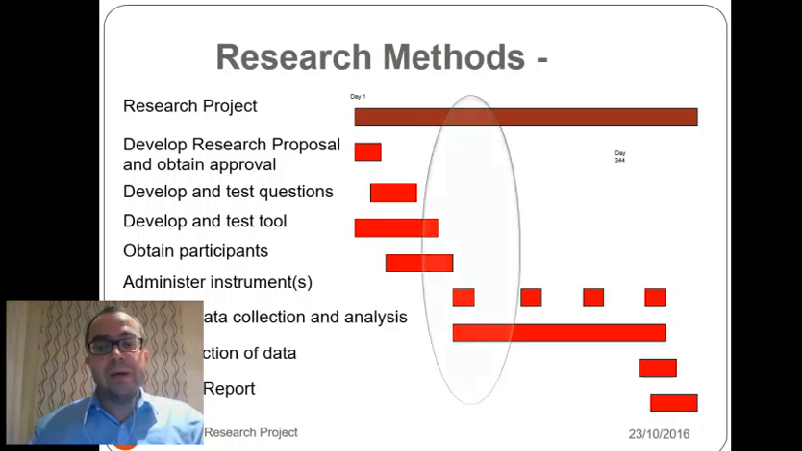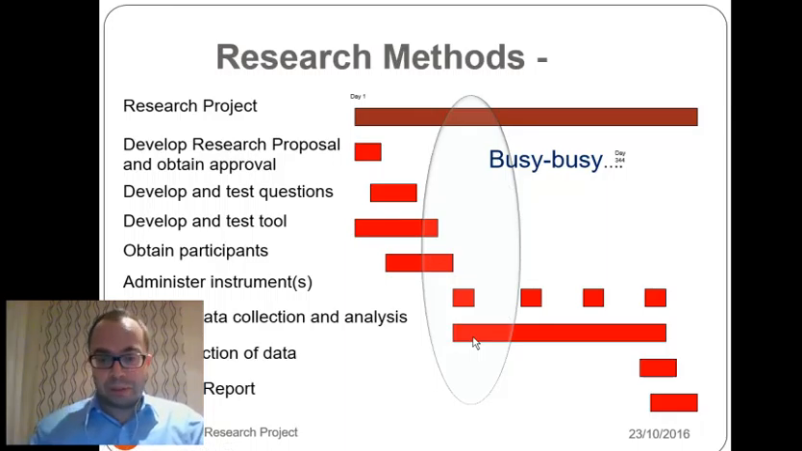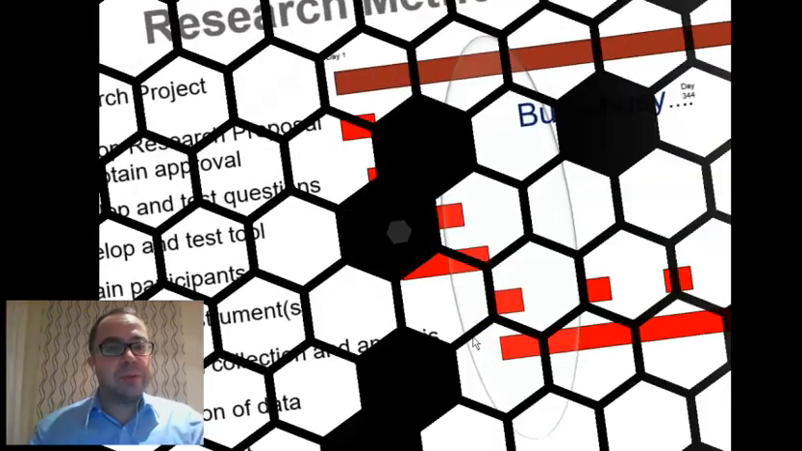The Gantt chart is very useful to define the times when you are going to be very, very busy. So you can highlight that around these dates you're going to be extremely busy as a number of activities, for example, developing tools, obtaining participants, administering instruments and collecting data, are all taking place pretty much at the same time. So the Gantt chart will help you to plan your time effectively.